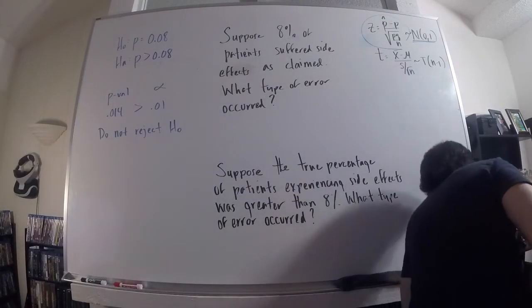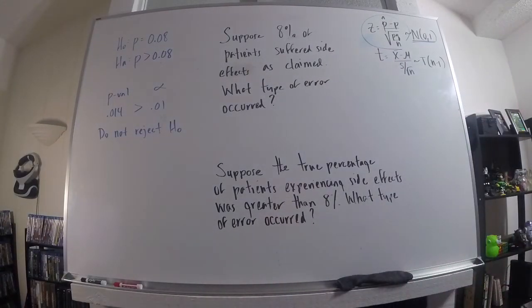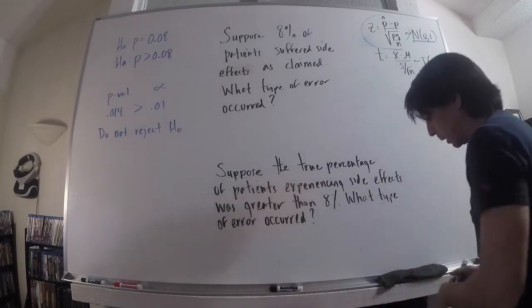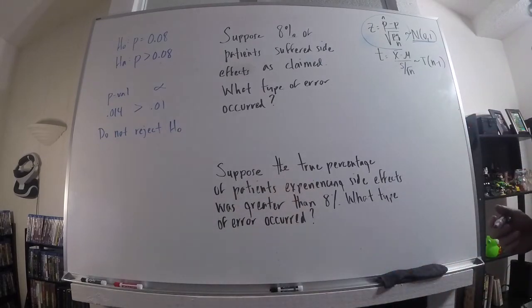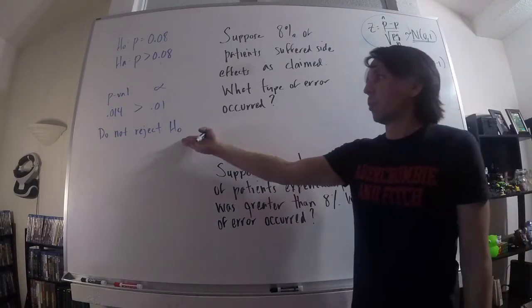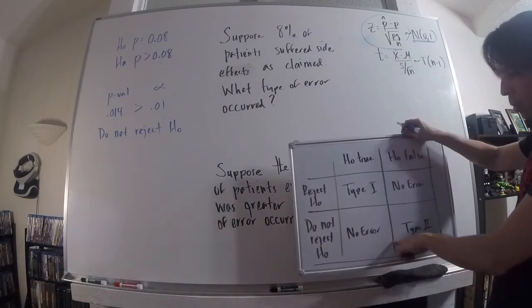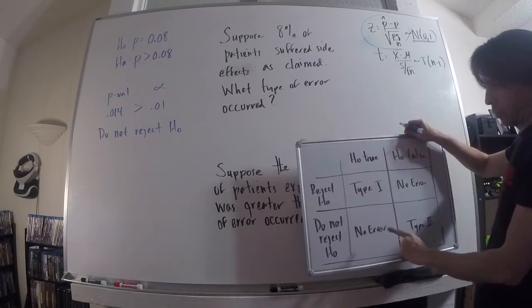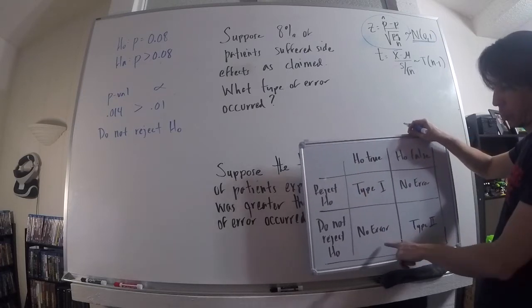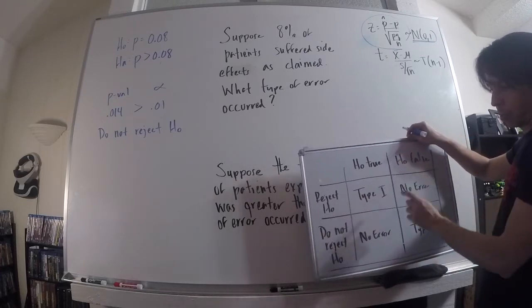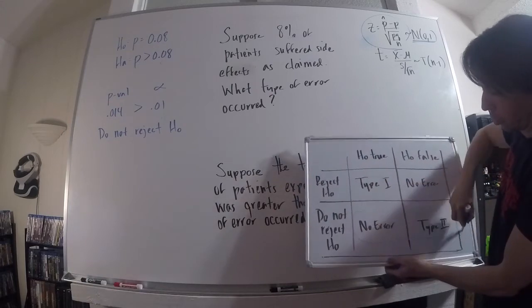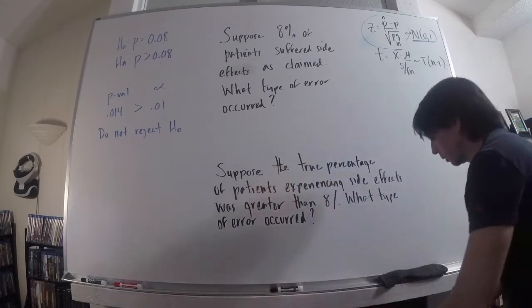I'm going to put that back up in a little bit, and we'll refer to it once we're ready to pick the one that applies. This is going to be relevant for both of them. Do not reject. So our answers here should definitely be from the bottom row, because we definitely did not reject, and we either made a type 2 error or no error, depending on if H0 was true or H0 was false. So we're looking at these two.